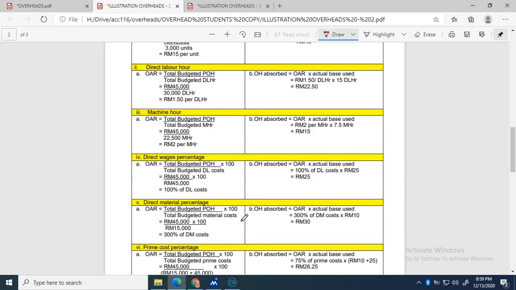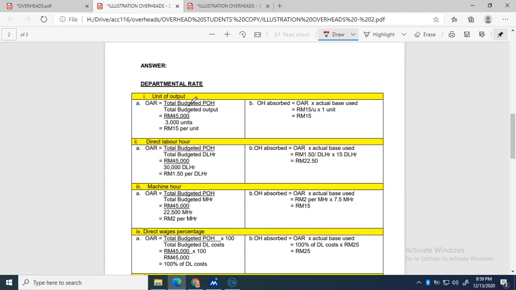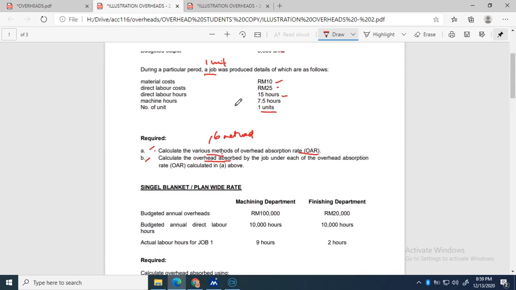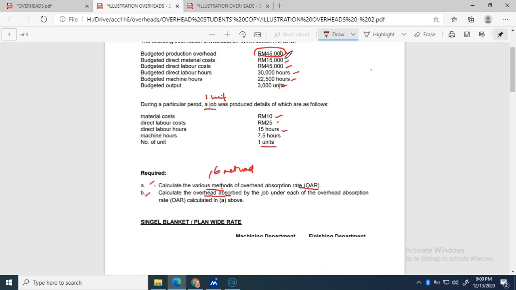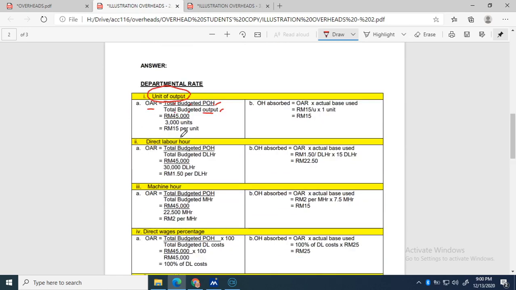So first, A, to get OAR, we use the first method, unit of output basis. How to get OAR? Total budgeted production overhead divided by the budgeted basis. So basis here is output, divided by budgeted output. Refer to the question. Total budgeted production overhead is 45,000, divided by units, 3,000 units. So OAR is 15 ringgit per unit.